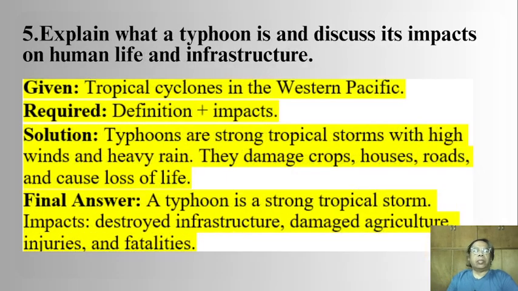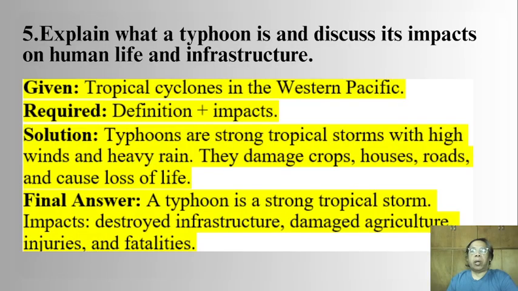Let's continue with number 5. Explain what a typhoon is and discuss its impacts on human life and infrastructure. Given: tropical cyclones in the western Pacific. Required: definition plus its impacts. Solution.